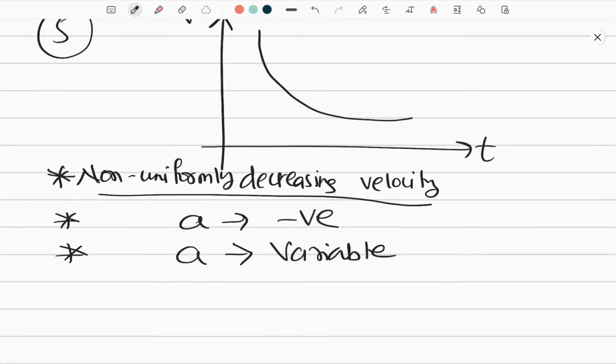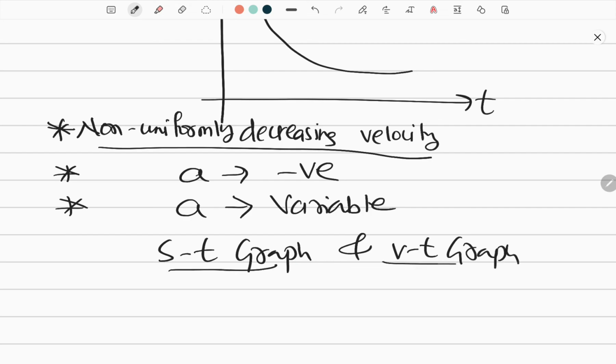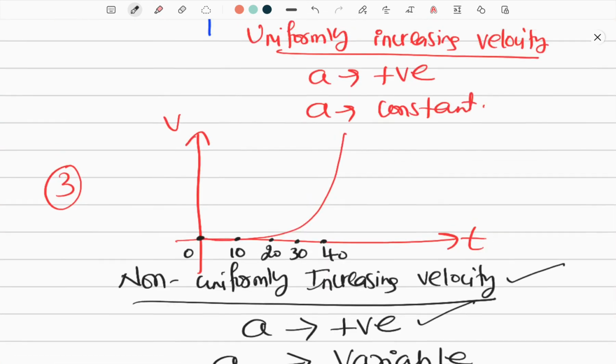All right, I hope the concept of the st graph and vt graph is clear, all these concepts. And how many graphs are there? We studied 3 graphs in the st graph, and I think 5 graphs in the vt graph. So there are different names also. All right, so all those things we have studied.